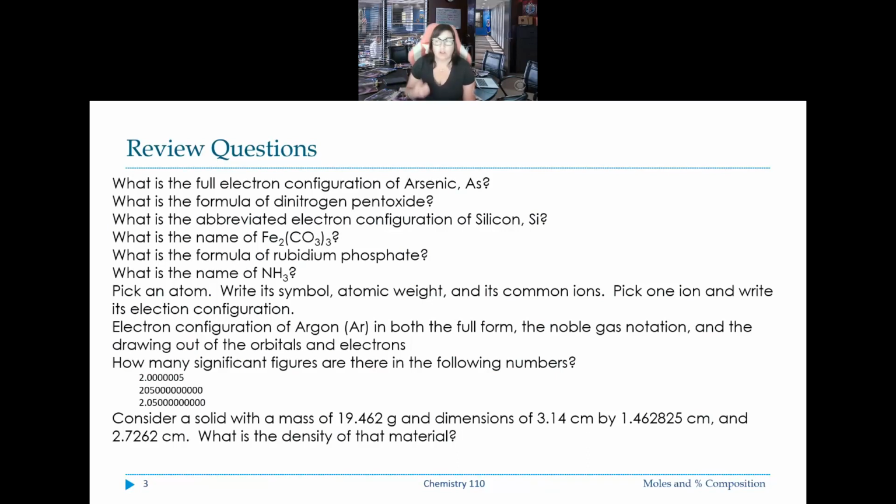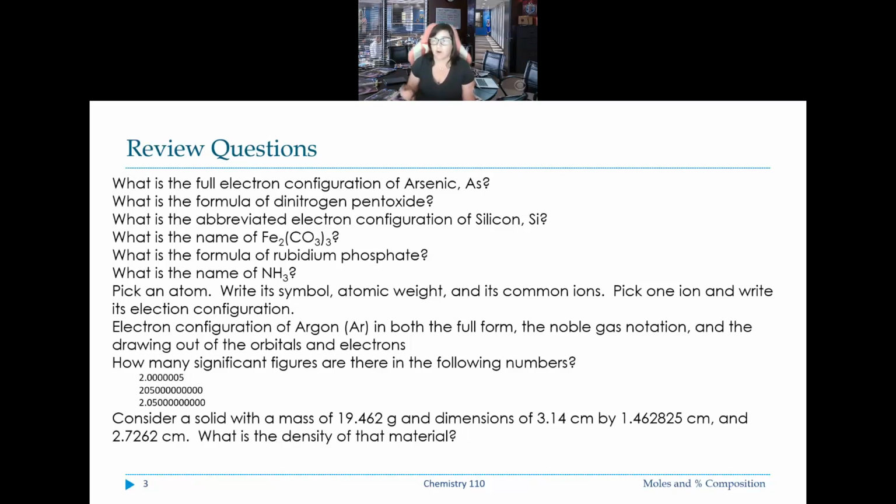What's the full electron configuration of arsenic, As? What's the formula of dinitrogen pentoxide? What's the abbreviated electron configuration of silicon, Si? What's the name of Fe2CO3? What is the formula of rubidium phosphate? What is the name of NH3? Pick an atom, write its symbol, atomic weight, and its common ions. Pick one ion and write its electron configuration.